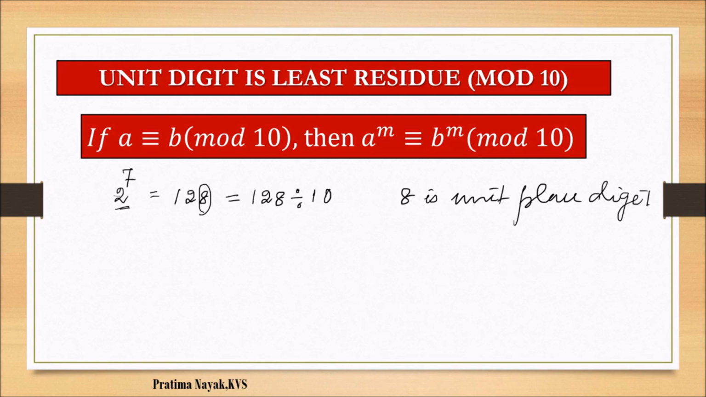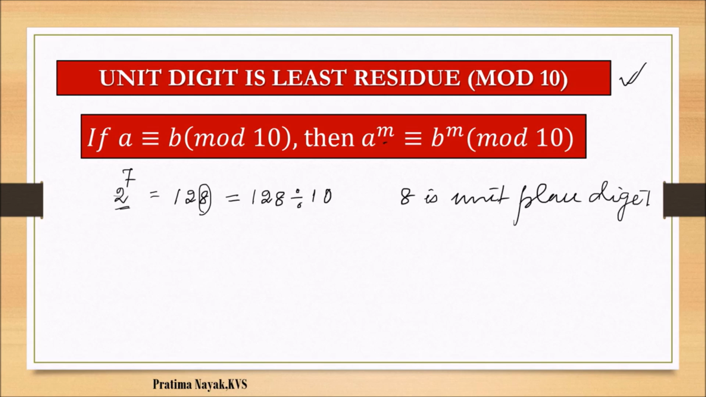So this is the given: the unit place digit is the least residue modulo 10. Now for other big powers, we'll apply this one. If A is congruent to B modulo 10, then A raised to the power n is congruent to B raised to the power n modulo 10. Gradually, when I come across the questions, I'll explain this.